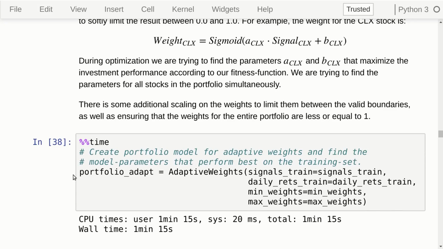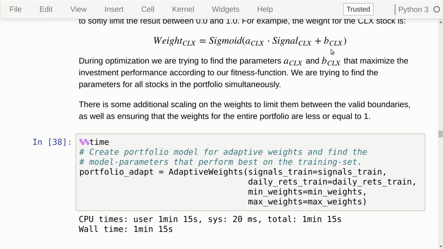So when we run this code here, sometimes it takes a few seconds, sometimes it takes 2 minutes. But it essentially just runs the optimization loop that I described above in the flowchart, and it tries to find all of the parameters A and B for all of the stocks simultaneously.